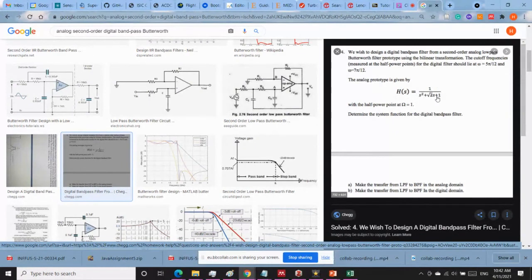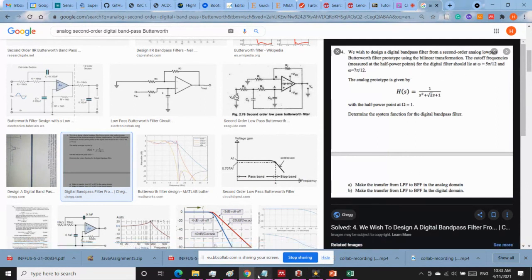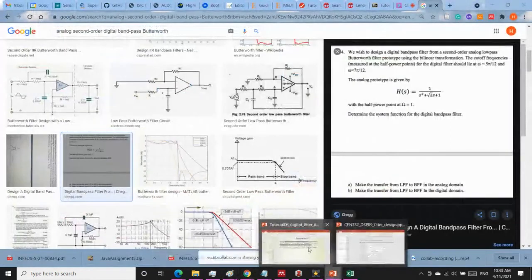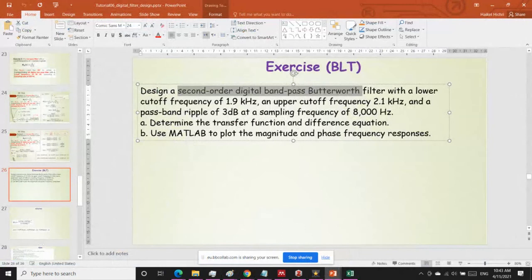Okay, 1 over s plus 1. Here he replaced it to make it a low pass filter with this omega. So that's it. What is the question? It gave you the lower cutoff frequency and the upper cutoff frequency.